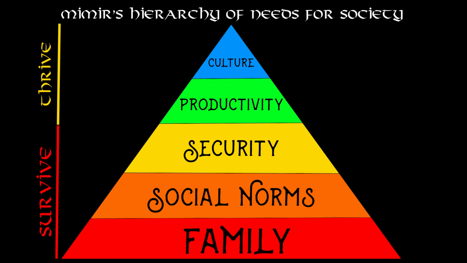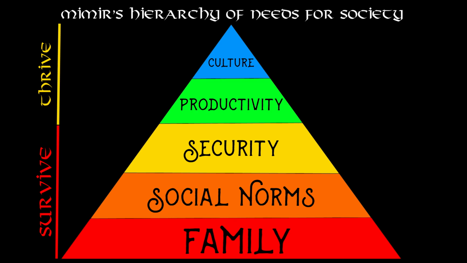Now we move into the thrive section of the pyramid. And this essentially, once you have security and uniform social norms and a family structure that is conducive to the raising of children and the development of male-woman relationships, now you begin to thrive. Now you can be productive. And by productivity, I mean commerce, trade, agriculture, technology, finance, whatever you want to say.